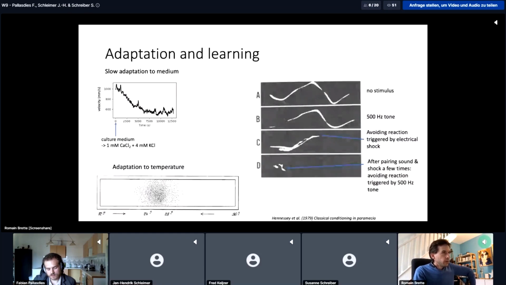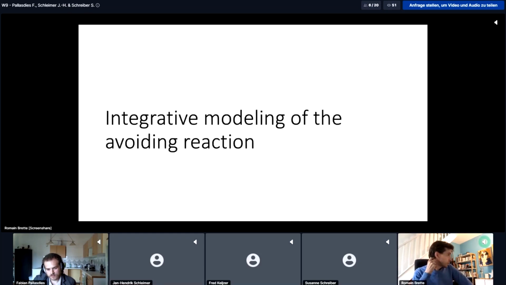Okay, now I will show some ongoing work that we are doing on integrative modeling of the avoiding reaction, so one aspect of the behavior of Paramecium. Integrative in the sense that we're trying to look for an electrophysiological model, Huxley type model, but also with the coupling with motricity.